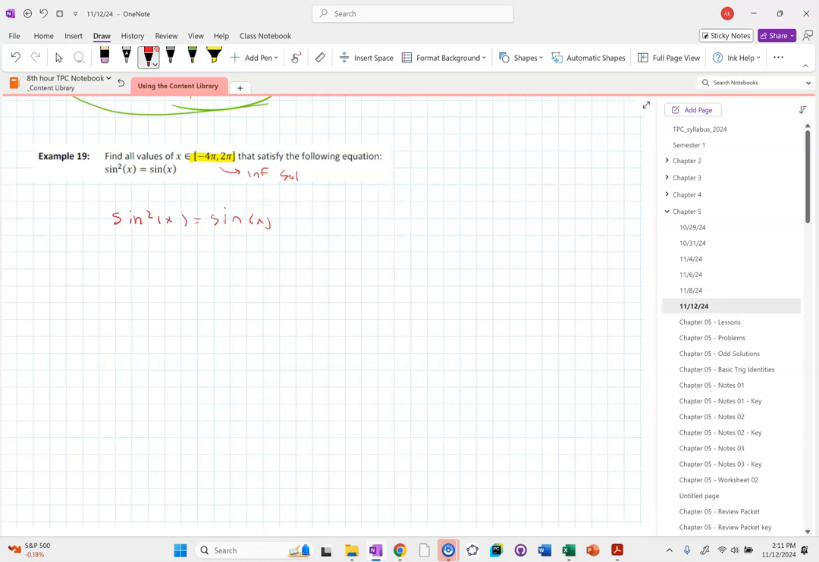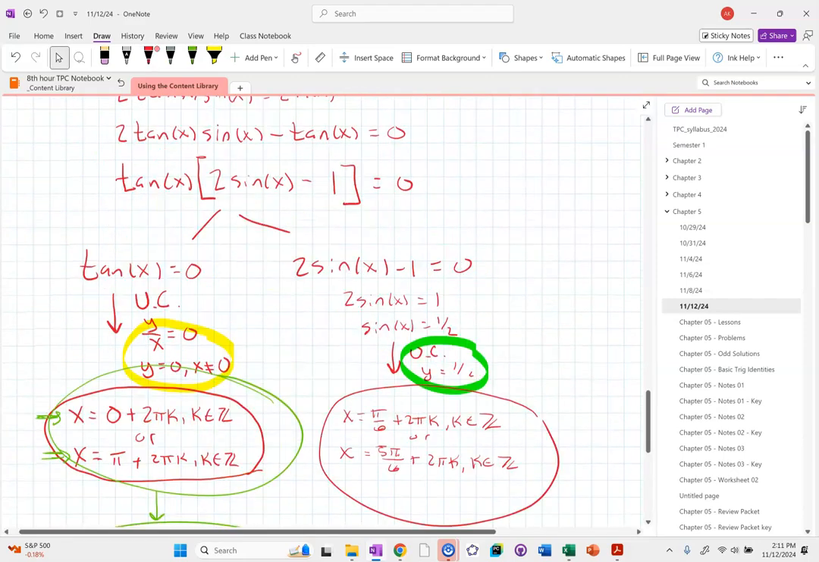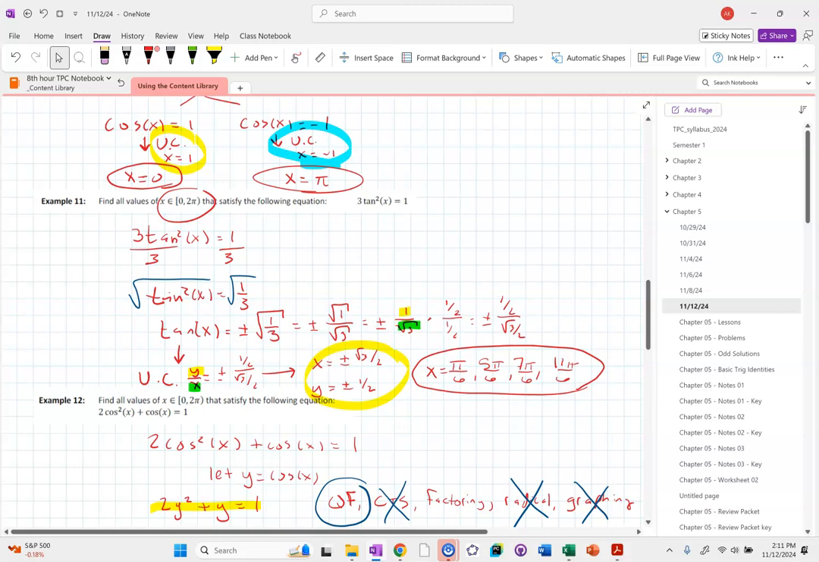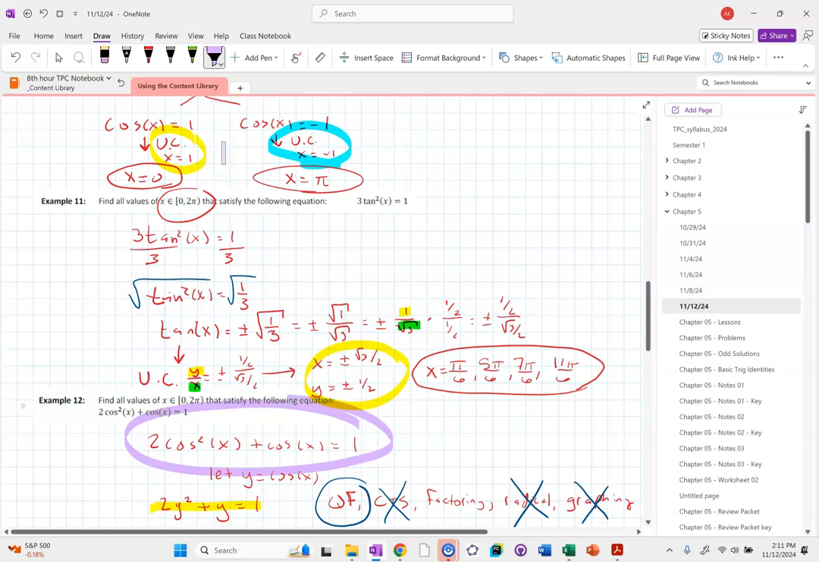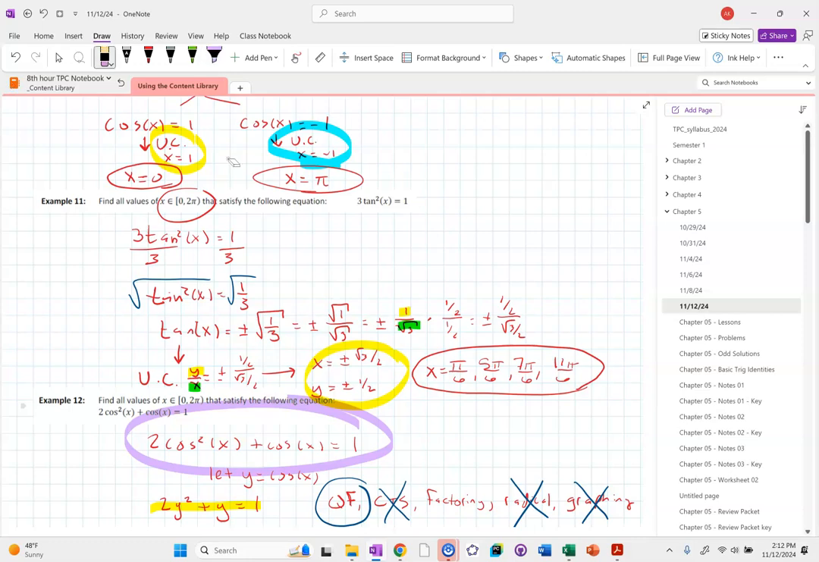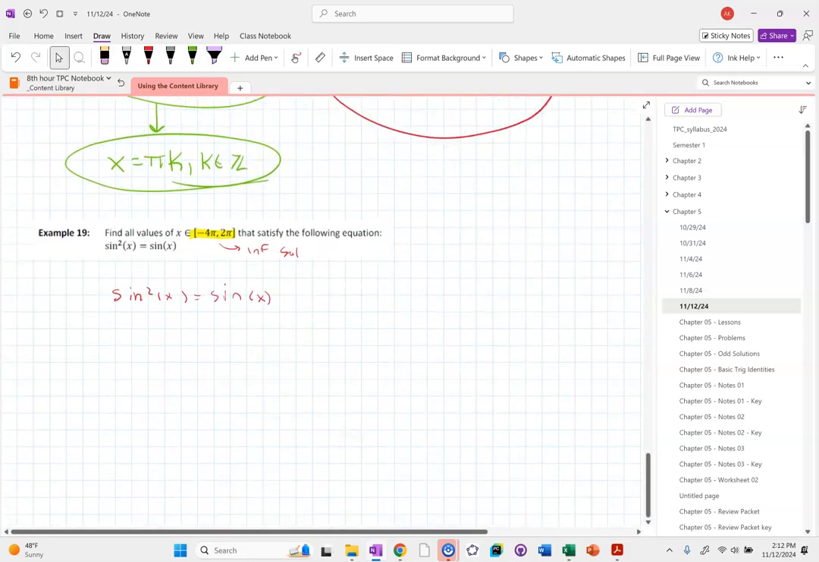I notice this is a quadratic equation. How do I know it's quadratic? You see the squared on there. However, I also notice that this is different than this quadratic one we looked at up here. Because the one that I'm trying to solve right now doesn't have a constant term, right? 2 cosine squared plus cosine equals 1 has a constant term, has that 1 in there. What I'm trying to solve doesn't. Just sine squared x equals sine x.